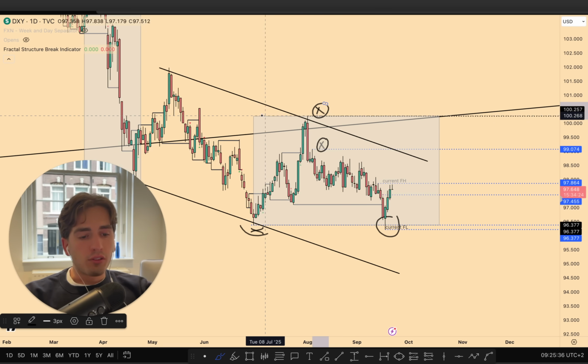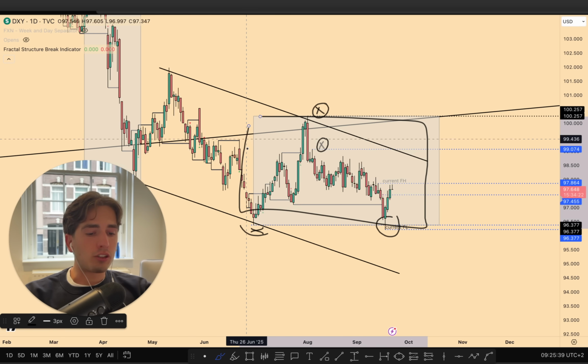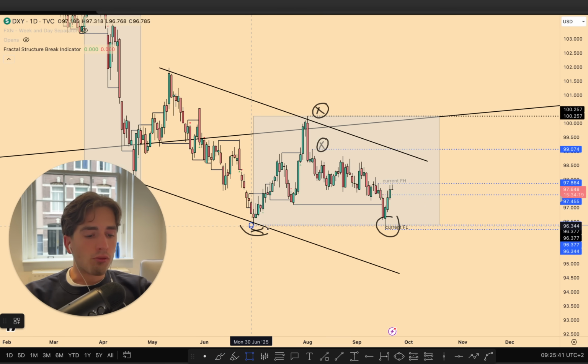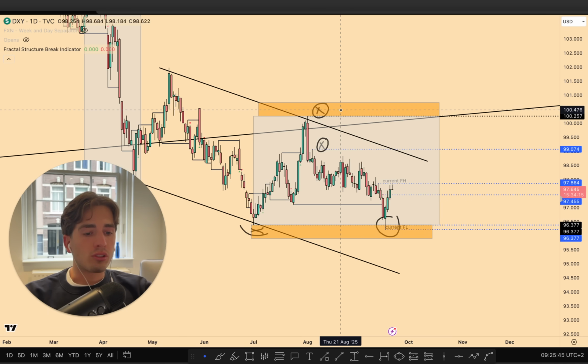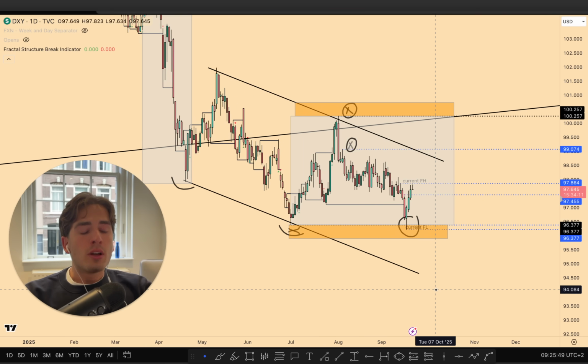Now, the way that I view the dollar here is more as a range where we've now liquidated the overall range low, and we're potentially looking for the dollar to reverse back up towards the overall range high after faking out on that second low. So that is what is holding me back on EURUSD longs.